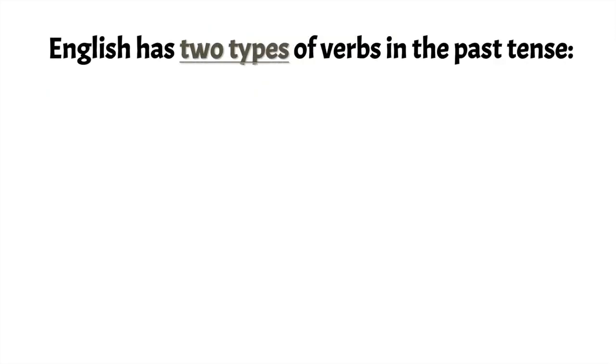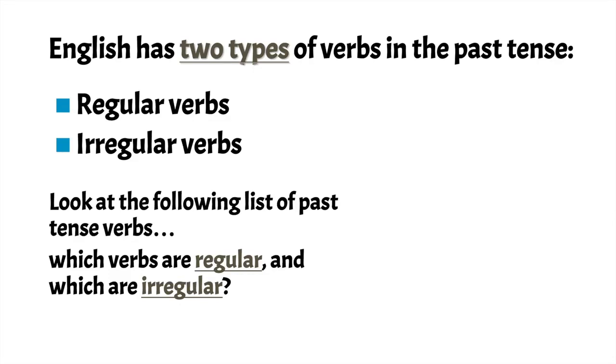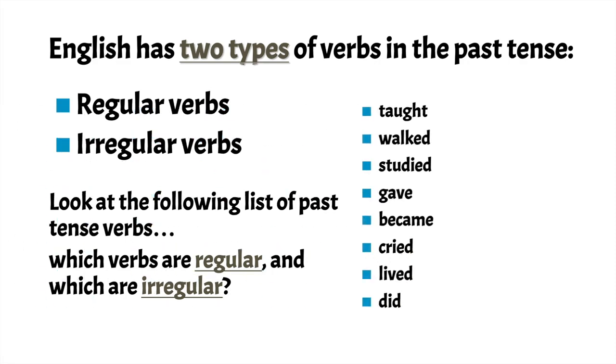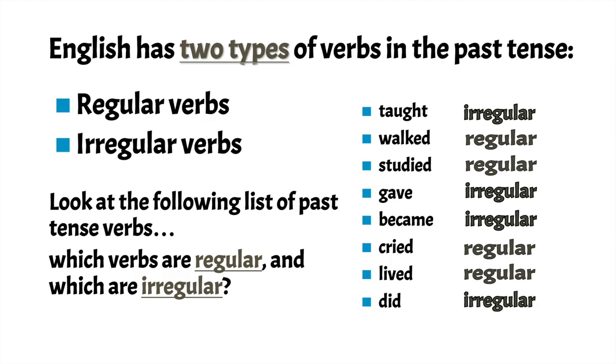So English has two types of verbs in the past tense. Regular verbs, as I said before, and irregular verbs. Look at the following list of past tense verbs, which are regular and which are irregular. Okay, so we have taught. Yeah, that's irregular. Walked. Yes, that's regular. Studied. Regular. Gave. Irregular, very good. Became. Irregular. Cried. Regular. Lived. Regular. Did. Irregular. Okay, let's go to the next slide.